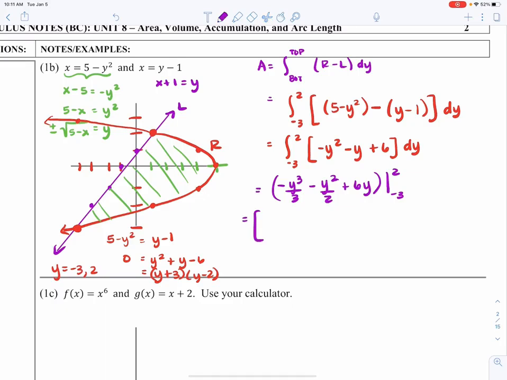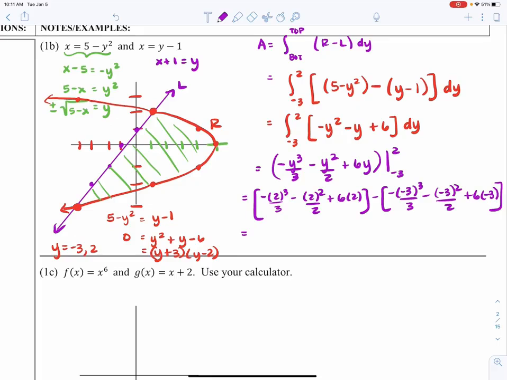All right, so let's see what we've got. Negative 2 cubed over 3, 2 squared over 2, plus 6 times 2. Believe it or not, most of the mistakes come when you're actually doing the algebra piece of this. Negative 3 cubed over 3, negative 3 squared over 2, 6 times negative 3.